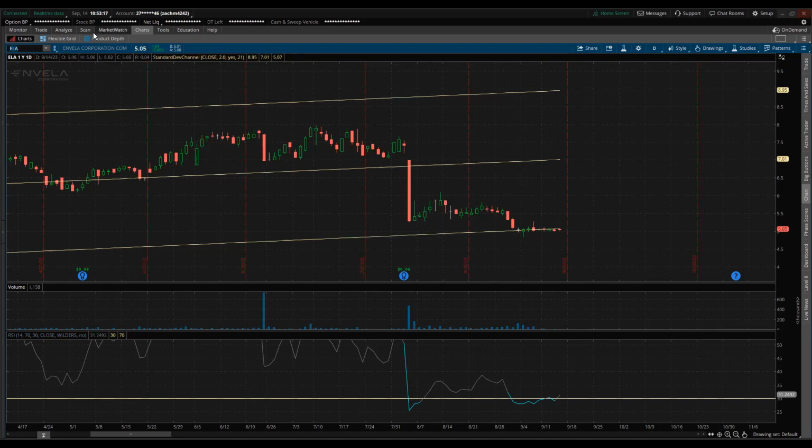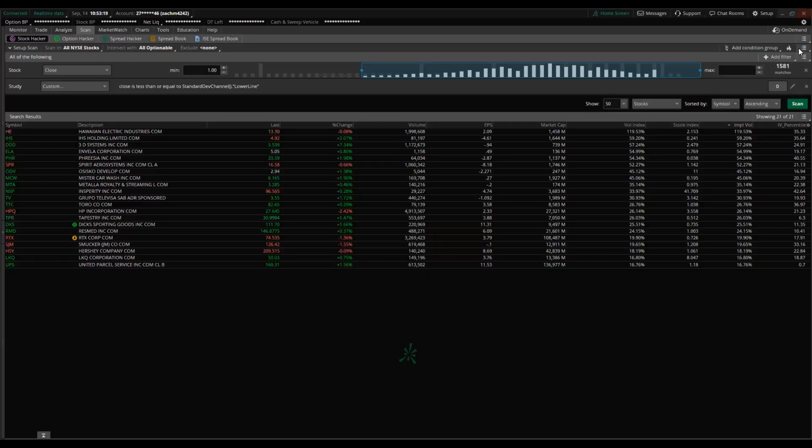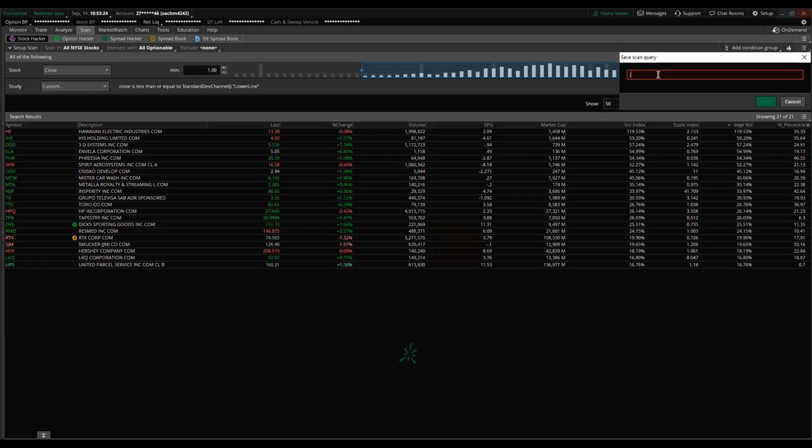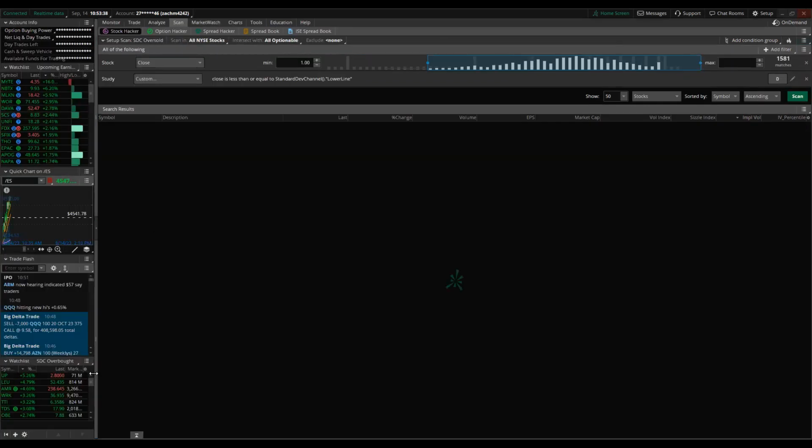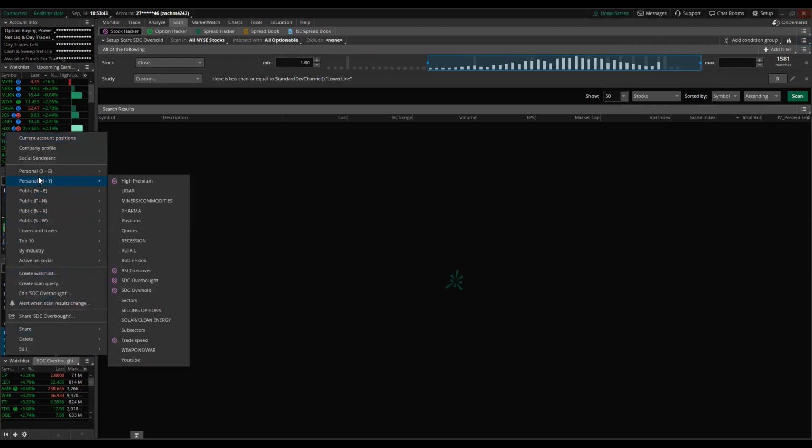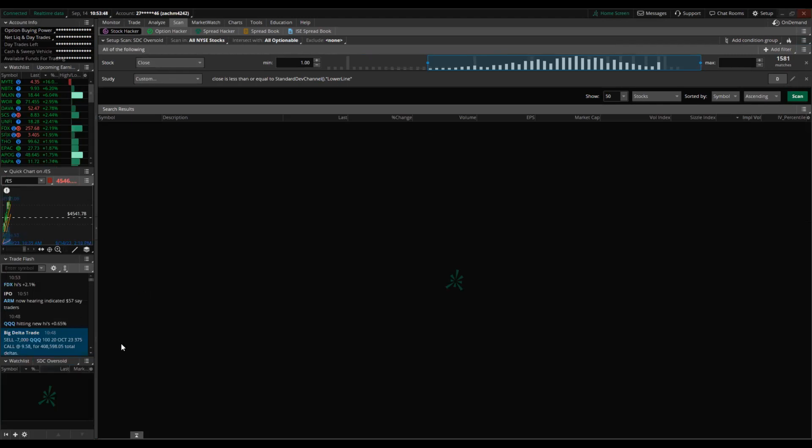And once you have this, right, to create a dynamic watch list, what you're going to do is you're going to come over here and hit scan query, save scan query. And for this one, we're using the standard deviation channel. So we'll put SDC, and we're looking for stocks trading outside of the bottom line. So this is going to be oversold, right? So we'll put SDC oversold. And now that we have the scan query saved, what we can do is we can come in here and under watch list, right? We can change this now to SDC oversold right here. Okay. And now this is going to be a watch list for us.